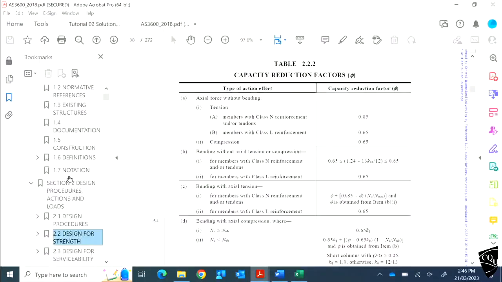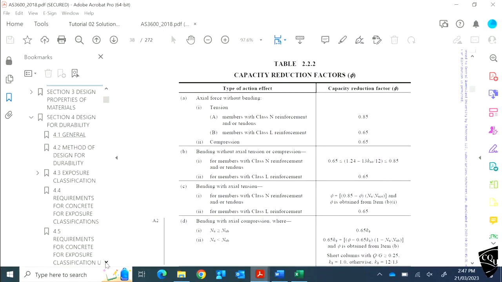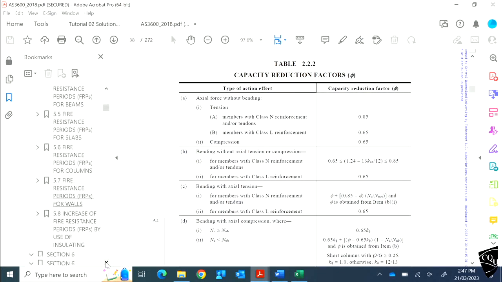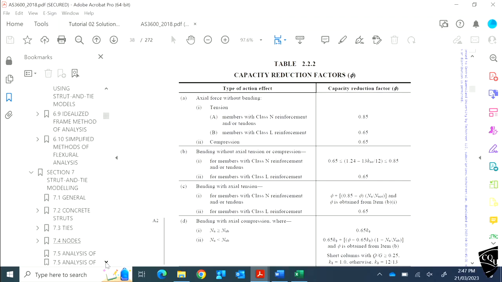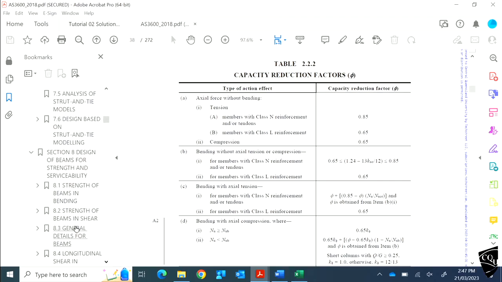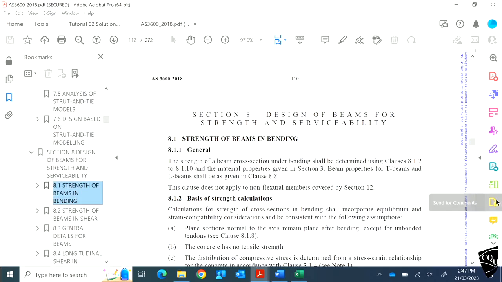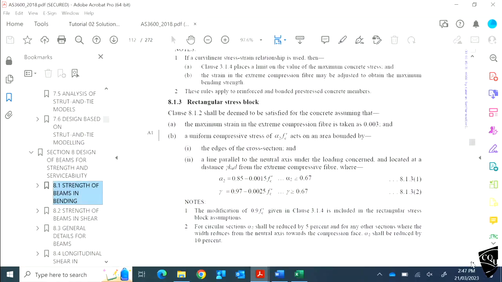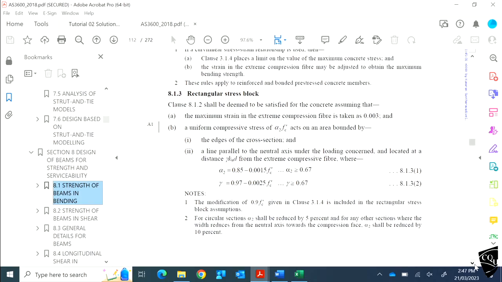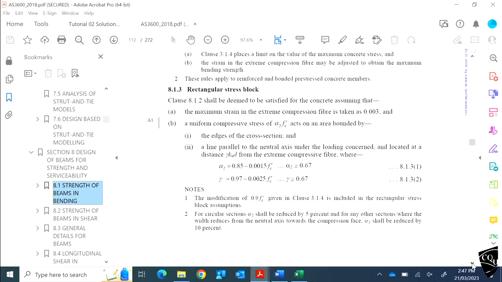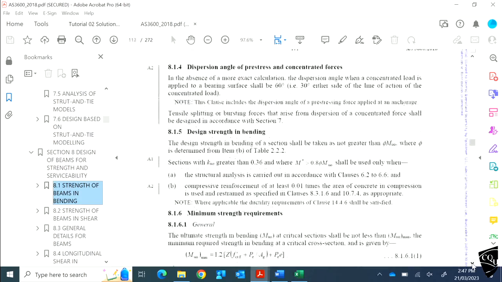If you go to section 8, here, this is the alpha to gamma values I talked about. The minimum strength requirement, or minimum area requirements, I explain on the next page.